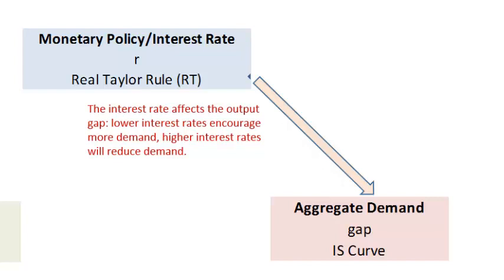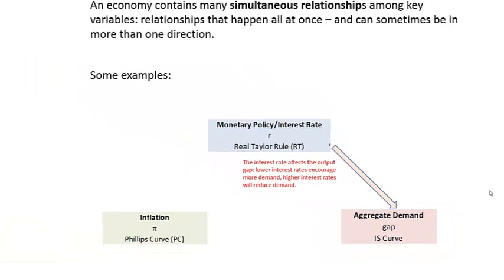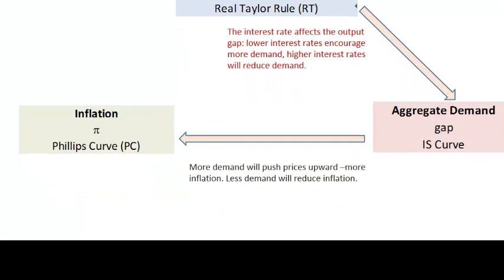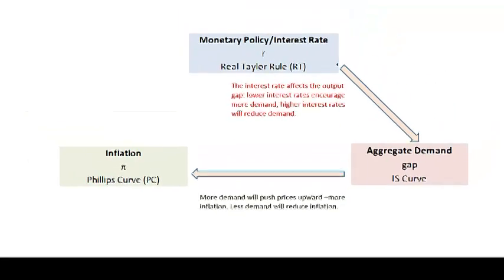In the other direction, when interest rates rise, it's more expensive for households and firms to borrow. Higher interest rates thus squeeze out some demand. This helps to bring the output gap down. That's the message of the IS curve. We've also learned about the relationship between output gap and prices. More demand will push prices upward, higher inflation. A fall in demand will typically mean lower inflation.